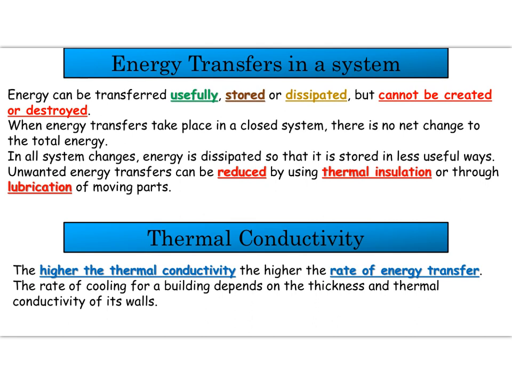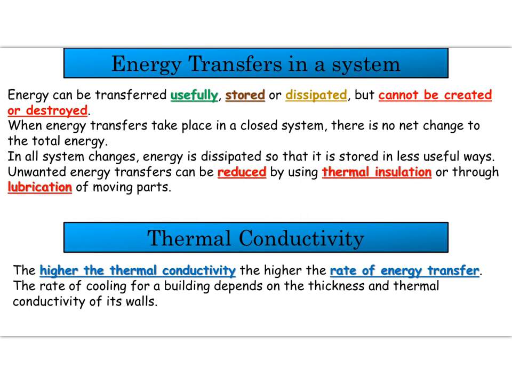Unwanted energy transfers can be reduced by using thermal insulation or through lubrication of moving parts. So if you want to reduce the amount of energy transferred in a thermal system, you need to insulate that system by using an insulator. Or if you want to reduce the energy transfer in a system which is moving, you need to lubricate the parts that move.